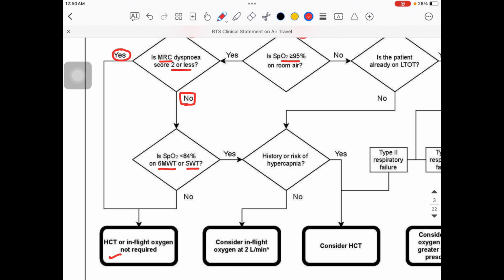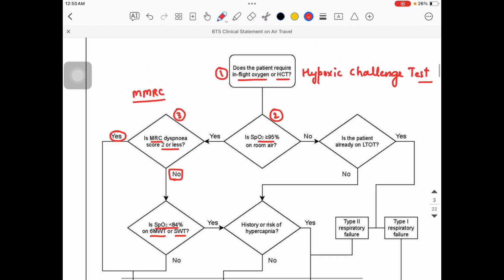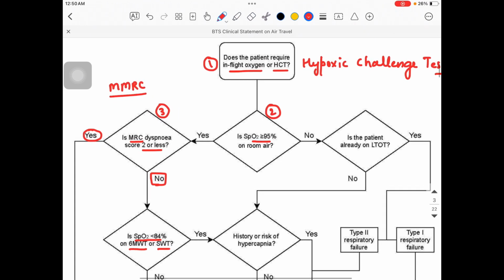In case we find that saturation is lesser than 84%, then we come to the next question. Again guys, I'm just repeating whatever I have said. The first question is: does the patient require in-flight oxygen or hypoxia challenge testing? The second question is: what about the baseline saturation? Is it more than 95 or less than 95? For now we are talking about more than 95.